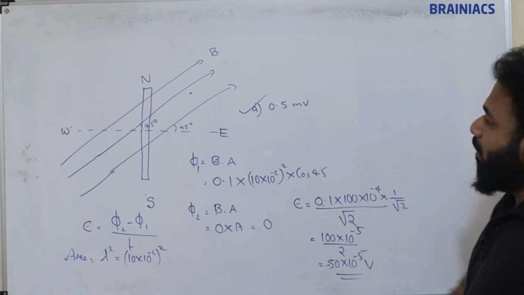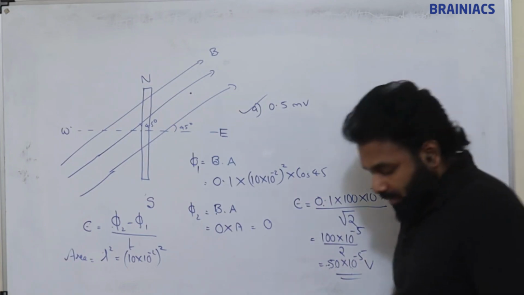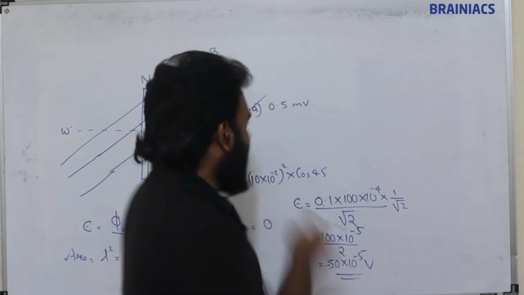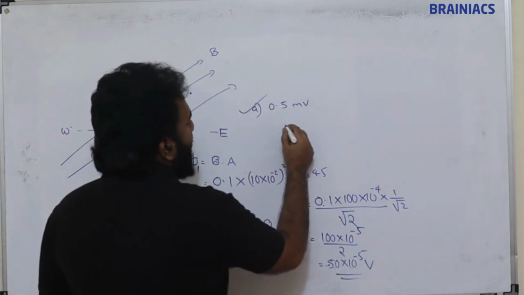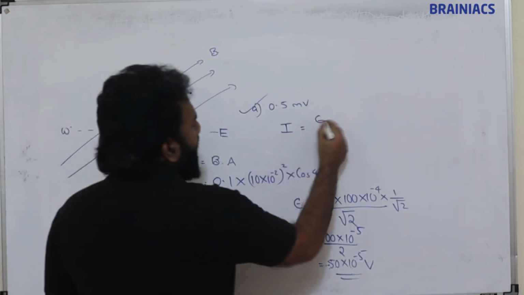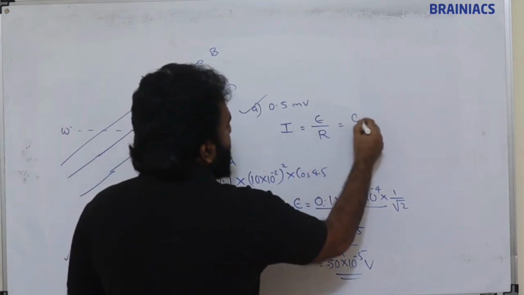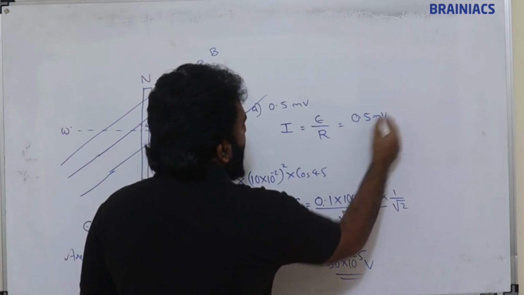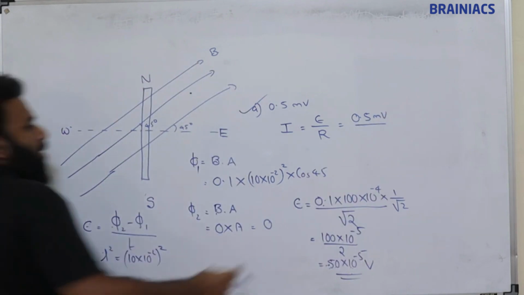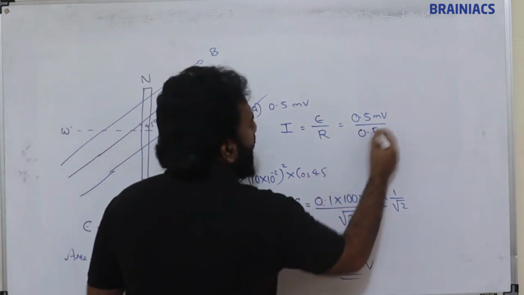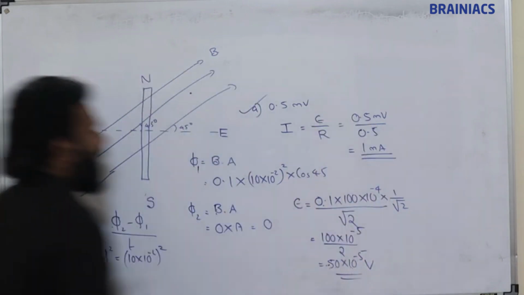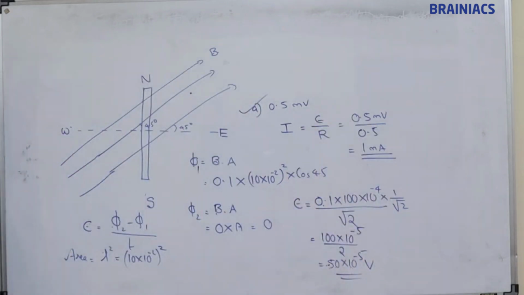From an exam point of view, when you are attending the exam and one option is correct, you can directly go. But here, for learning purposes, we will have to take that also. So current is equal to what? E by R. 0.5 millivolt is the EMF. Now resistance is given as 0.5. So we will be getting 1 milliampere. Clear? Understood?